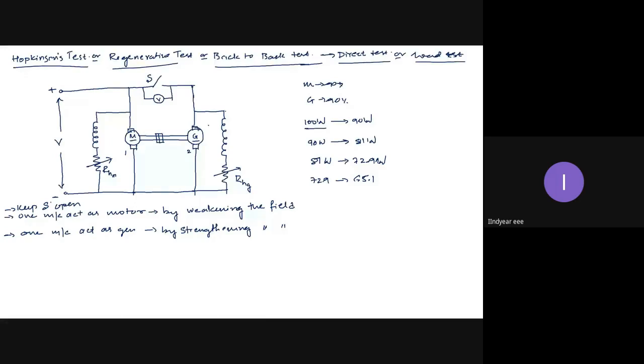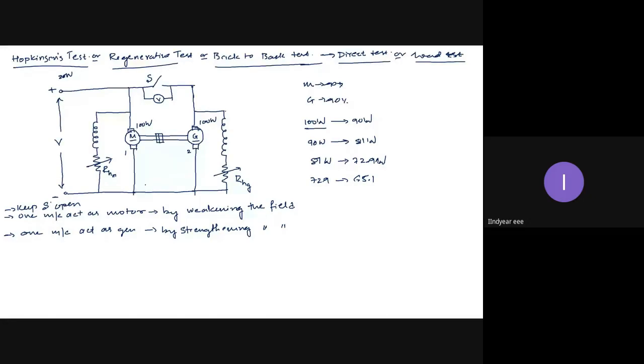Suppose both are 100 watt machines, identical machines, with 90% efficiency. 90 watts is provided by the motor in the form of mechanical input, and 10 watts is received from the supply. 90 watts is provided by the generator for the motor, and 10 watts is received from the supply. So how much power is drawn from the supply? It is 20 watts: 10 watts of loss in the motor, 10 watts of loss in the generator.